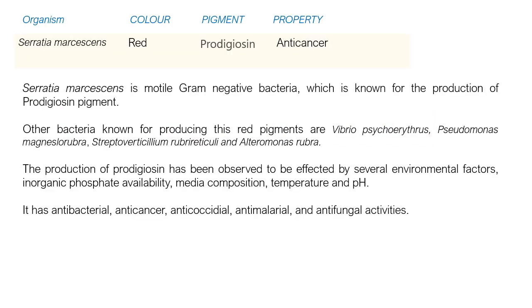Then next is Serratia marcescens. The pigment it produces is red in color and is known as prodigiosin.